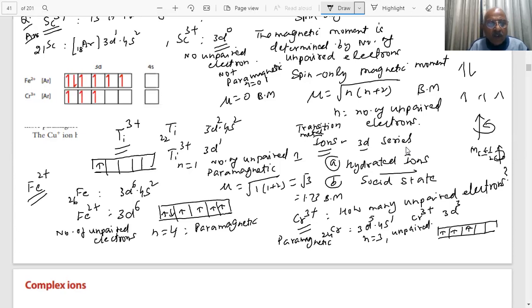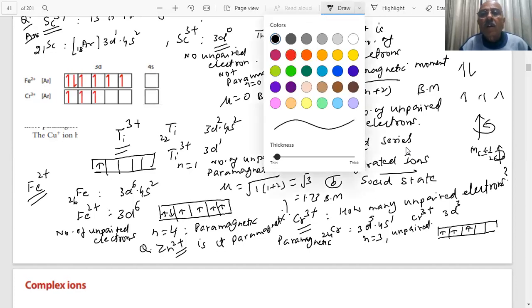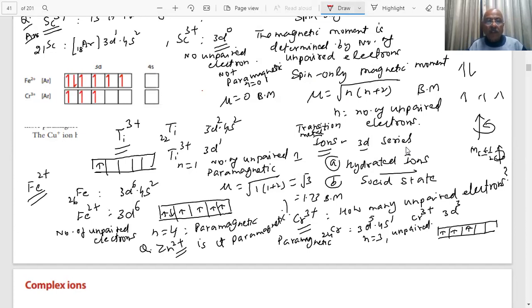Now I ask you, students, Zn2 plus, is it paramagnetic? Question. You have 1 minute to answer the question. Is Zn2 plus paramagnetic? Zn2 plus is not paramagnetic.